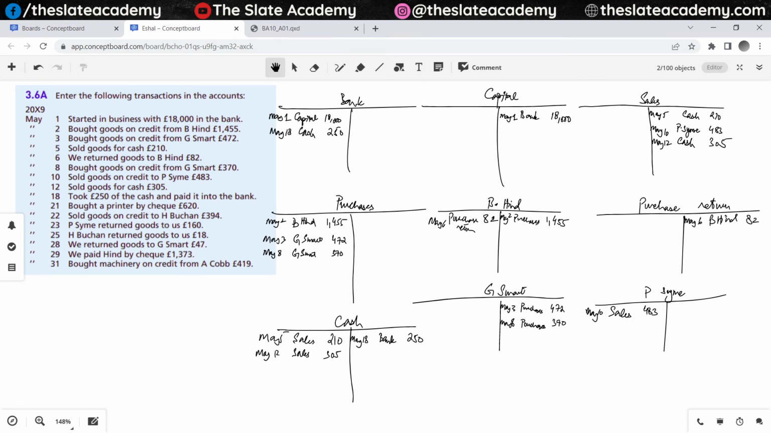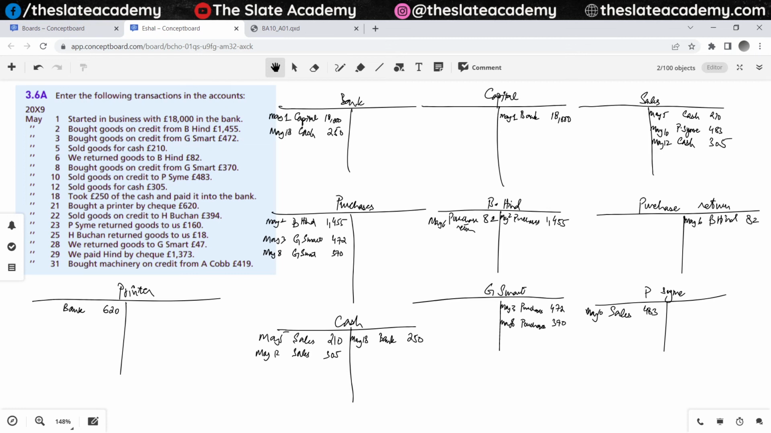Then we bought a printer paying by check, so it would be printer debit, bank credit. We could do office equipment debit or we could do printer debit depending on which account we like to keep it in. Let's do printer debit. Okay, so let's make a T account for printer over here. How much? Printer is worth 620 pounds, 620 and paid by check. Yes, printer debit, bank credit.